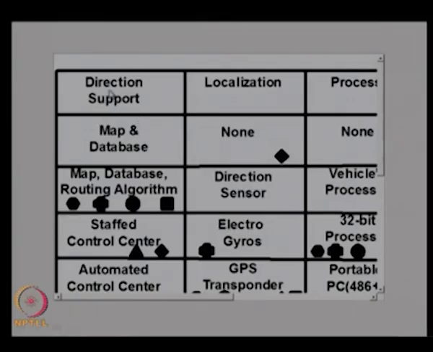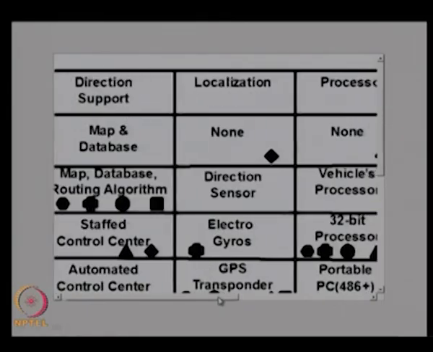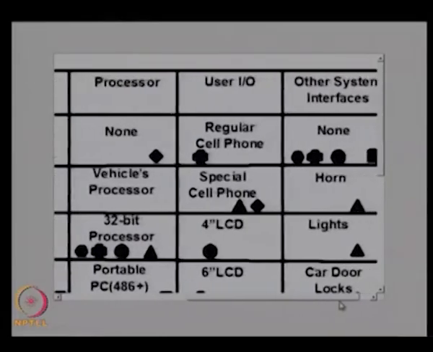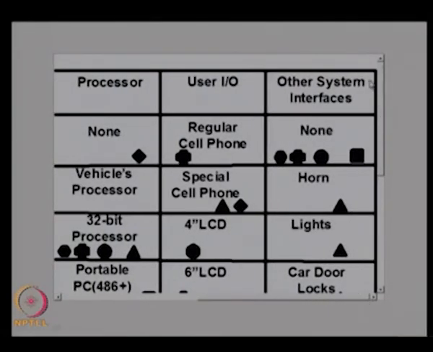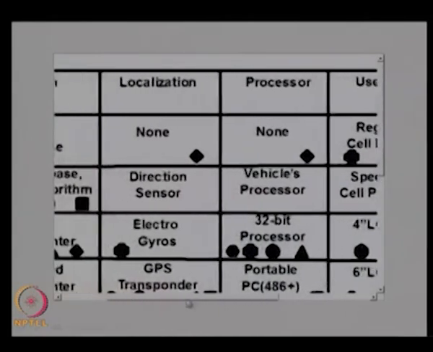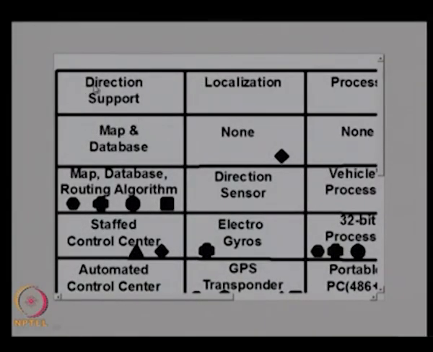Here you can see direction support is one generic element, localization is another generic element, and then processor, then user input outputs, and other interfaces. These are the generic elements in the generic physical architecture, and we identify these elements without specifying the actual product. Then we can see what the options are for direction support. Here is the morphological box for the navigation support.